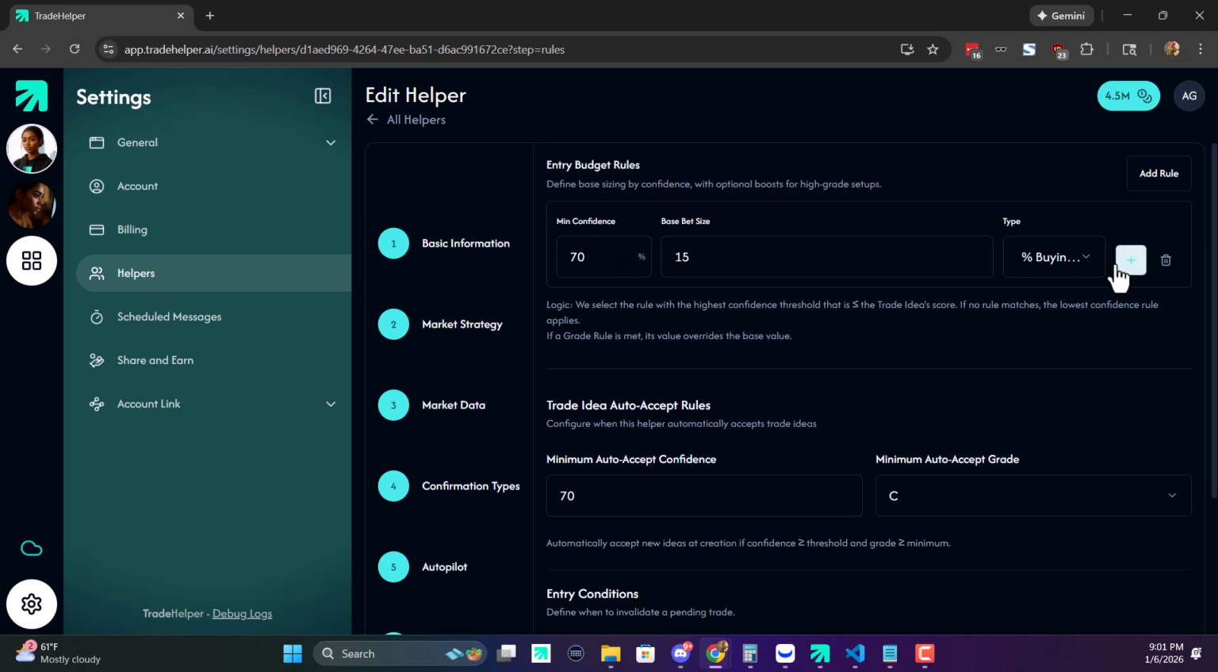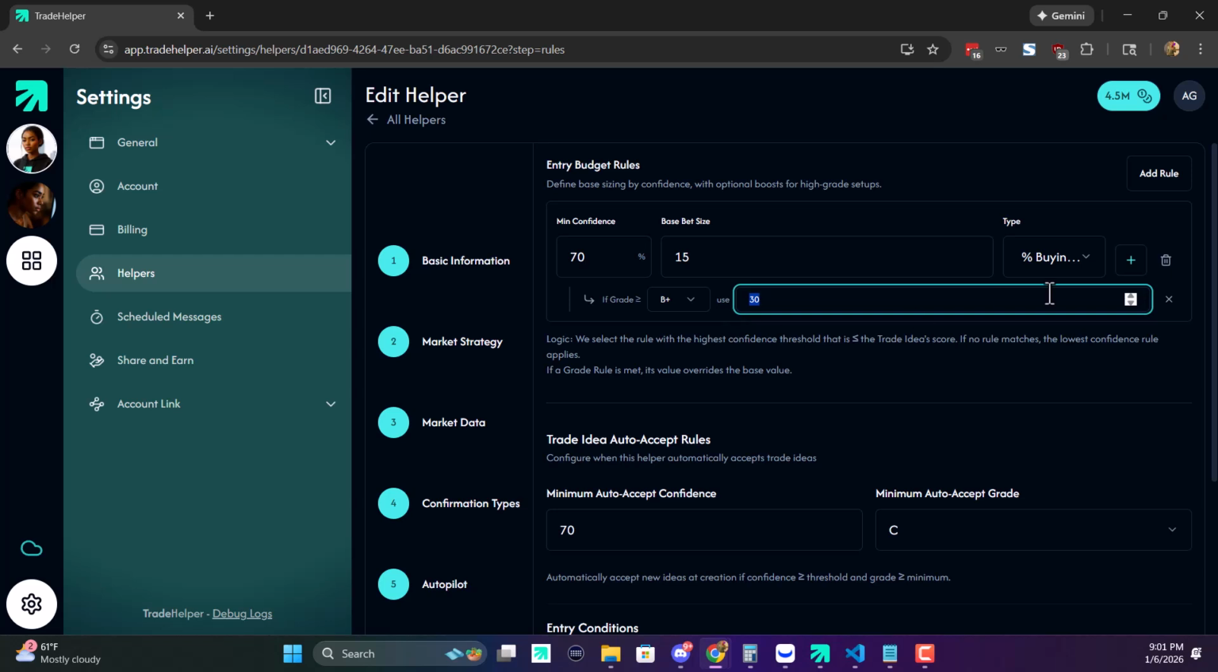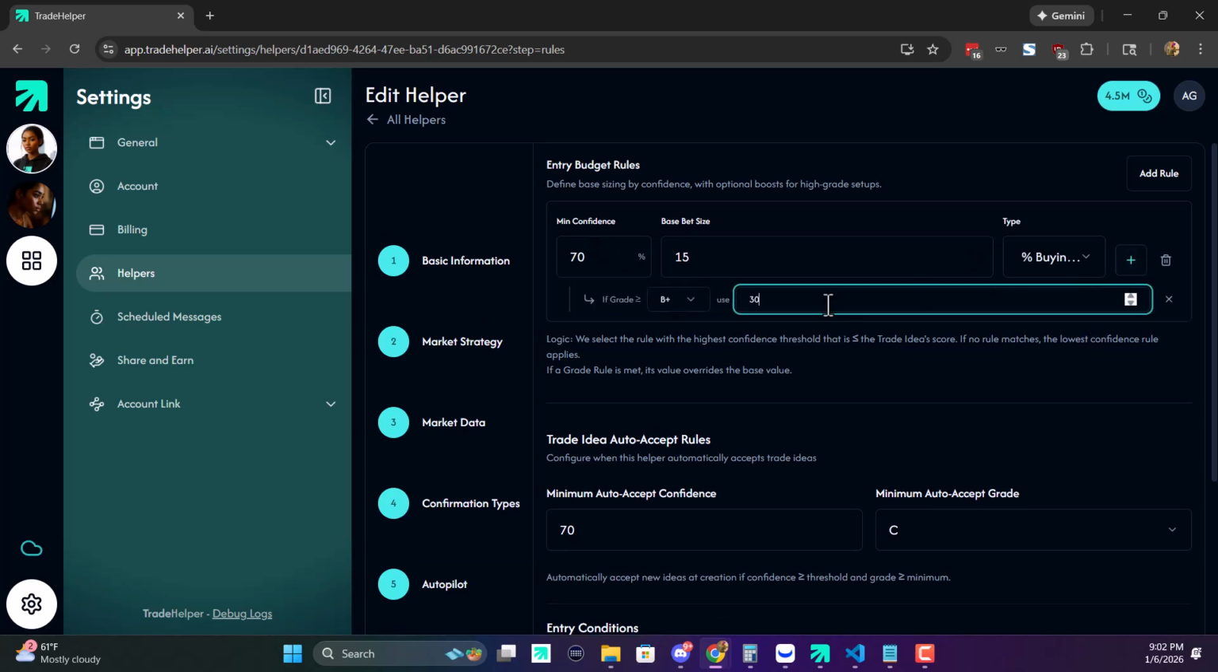70%. And then you could do a grade modifier. So you can say, hey, 70%, but it's a C, but it's a B plus because it's a big move. I want to come in a little bigger. Now, me personally, 70% anything, you know, if I'm just starting off, I'm just going to do something small. If I'm trading with a $1,000 account, I'm only coming in with like $100, $120. You feel me? So I'll do like 10% here or 15% really. And then I'll do a grade modifier.